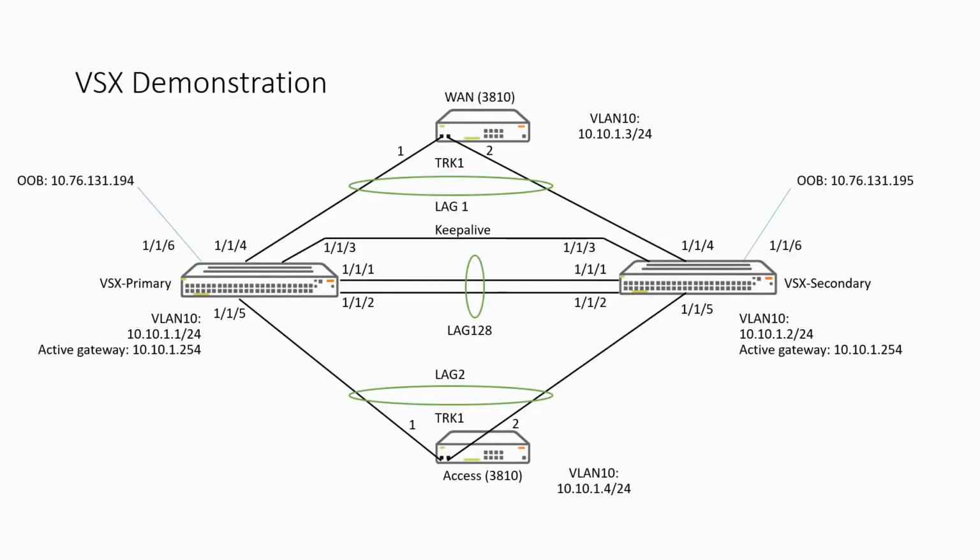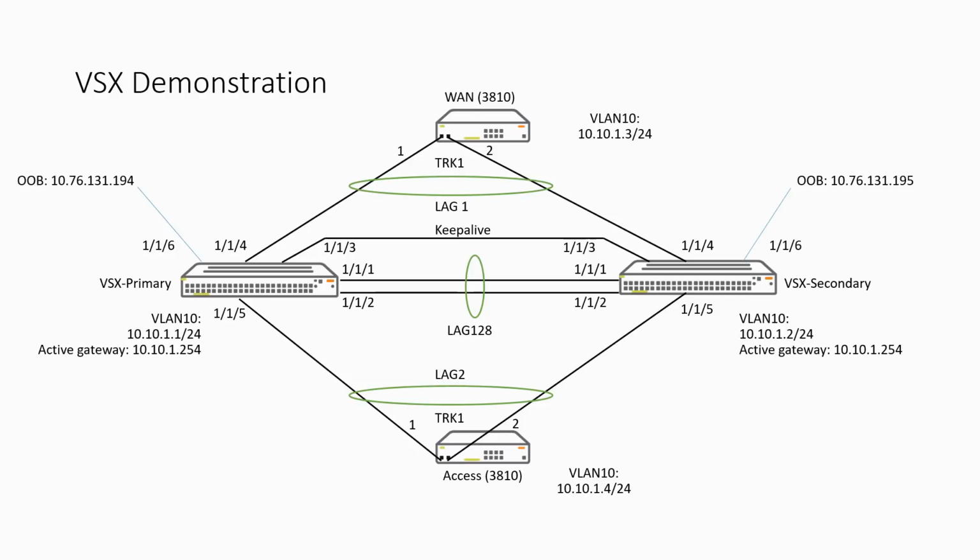Now let's move on to the demonstration and setup. This slide shows you the setup of the lab environment. It contains two 8320s that we will be connecting through an aggregated link. In other words, the aggregated link will become the inter-switch link, and there is another link between the 8320s, and we will be configuring this link as keepalive.